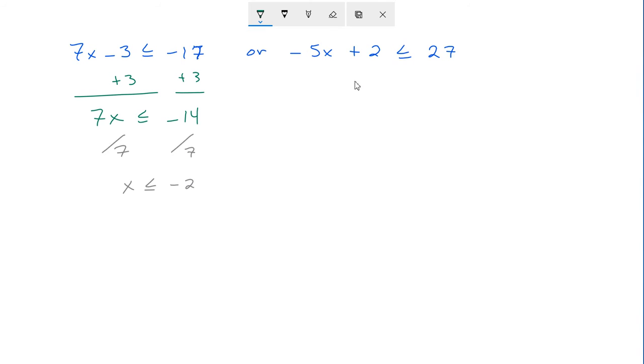Let's see, I'm going to subtract 2. And so I've got negative 5x is less than or equal to 25. Now let's divide by negative 5.